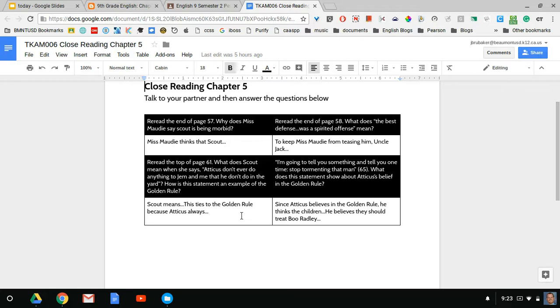On page 61, you can think about how Ms. Motti says that sometimes people do things inside that no one ever knows about. But Atticus doesn't do that. He's not that kind of person. So you and your partner right now, what does it mean? What does Scout mean? And how is that an example of the golden rule? That Atticus doesn't do anything that he wouldn't do out in the yard. Pause the video now.